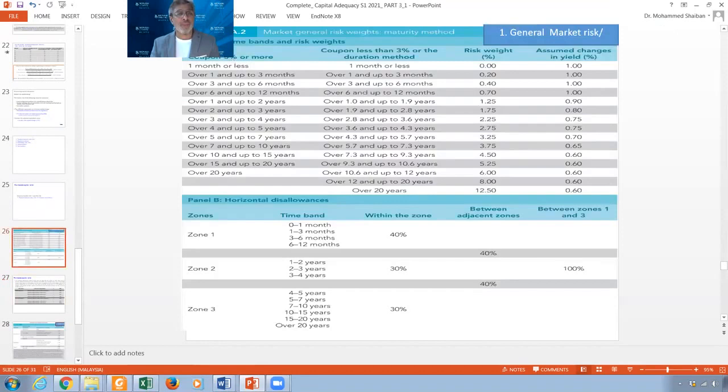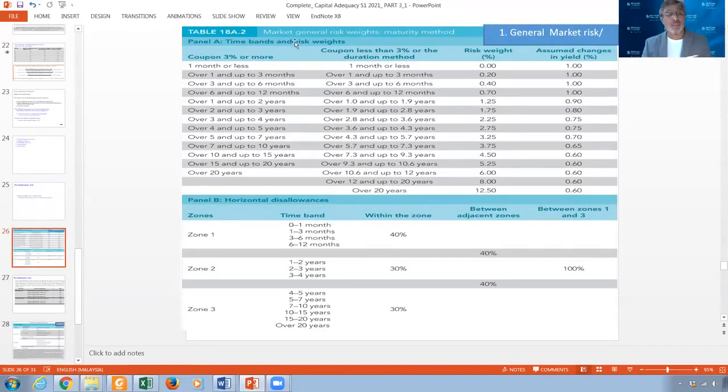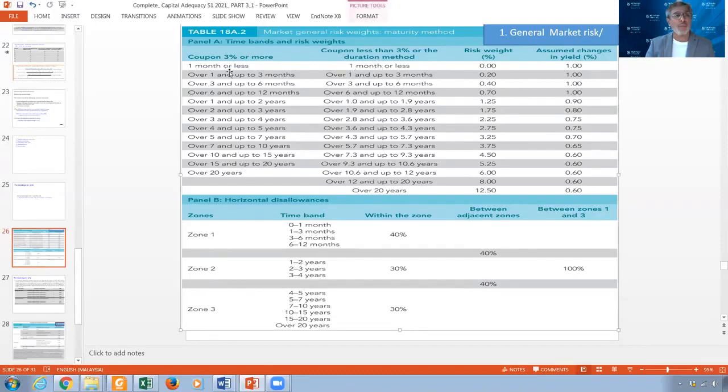So they come up with this issue, that you have to have bands, which, if you remember, are like the durations. So we have 1 month or less, 1 month up to 3 months, 3 months up to 6 months, and so on. This is for anything that has coupons over 3%, and for coupons less than 3% it is the duration method. So this applies to the coupon of 3% of my assets or less, and this is for the less, and this is the more. And this is the risk weights.